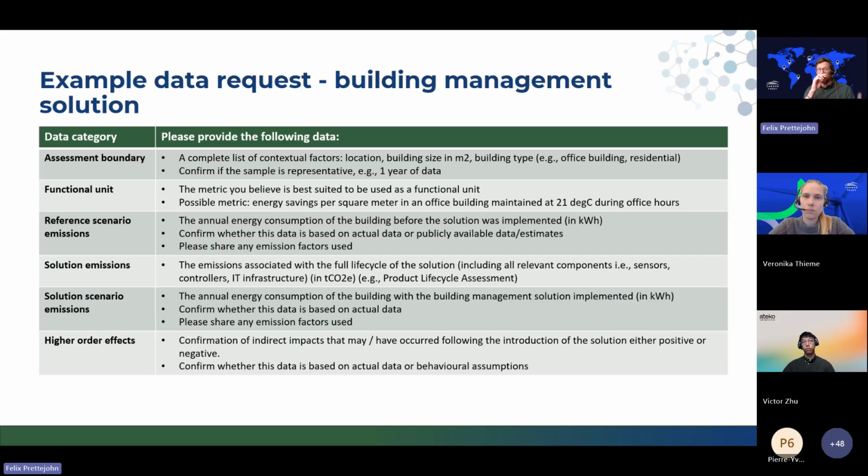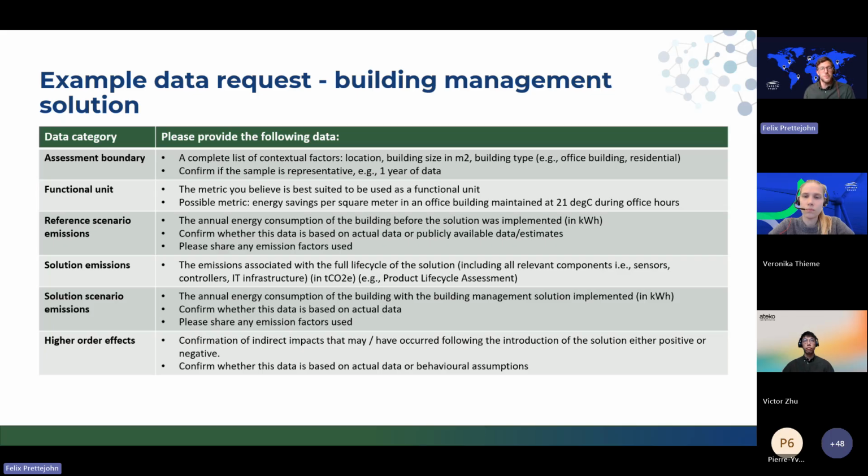A reference scenario emission. So this is a description of the reference scenario and what data we'll be collecting. So in this case, it would be annual energy consumption of the building before the solution was implemented in kilowatt hours. And we'll get an understanding of what type of data. Is this based on actual data from meter readings or invoices, or is this an estimated data, for example?